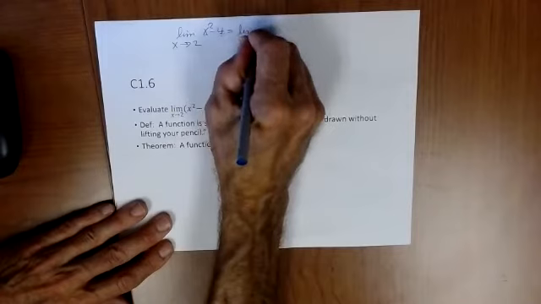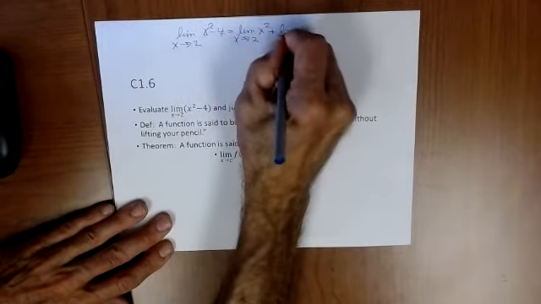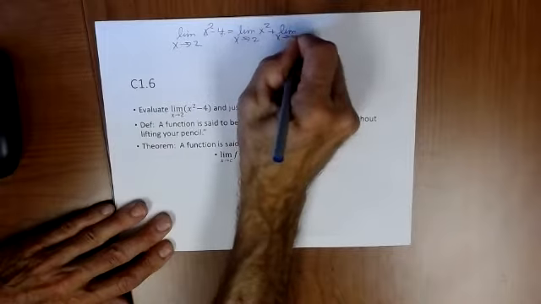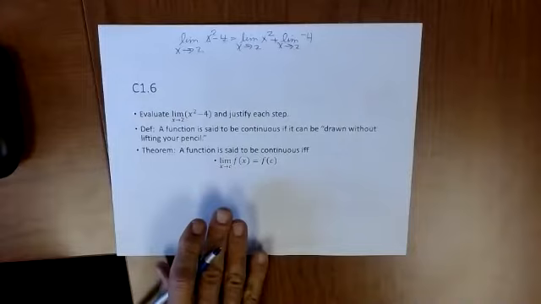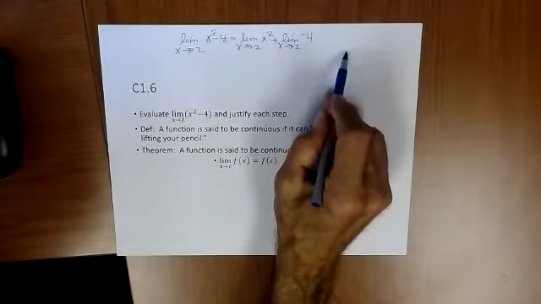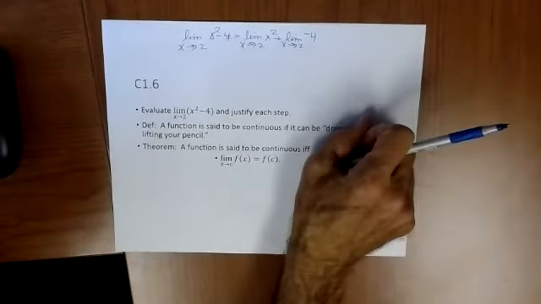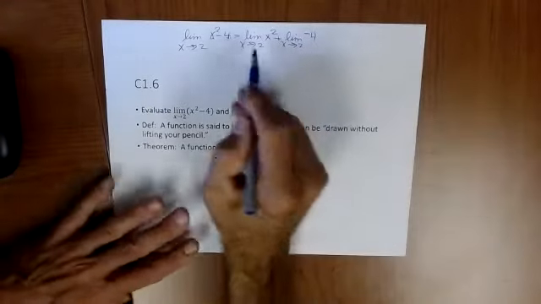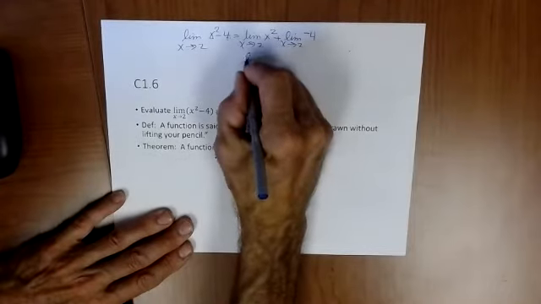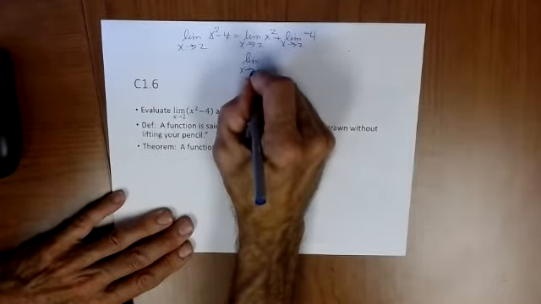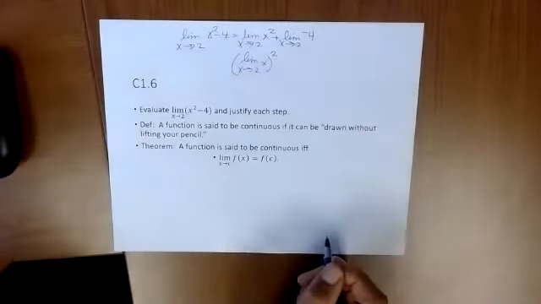Is this not the limit as x goes to 2 of x squared plus the limit as x goes to 2 of -4? Yes? Okay. So the justification would be the limit of a sum is the sum of the limits, right? How about the next one? This is the limit of a power. And don't we know the limit of a power is the particular power of the limit?